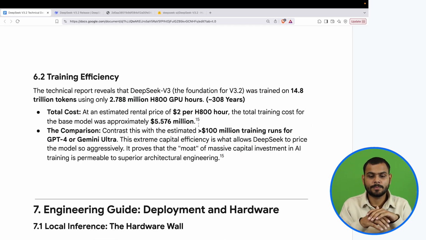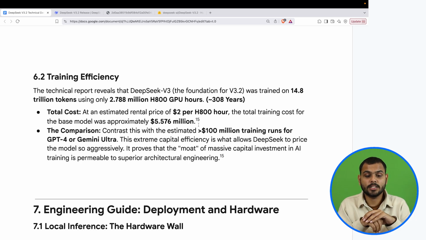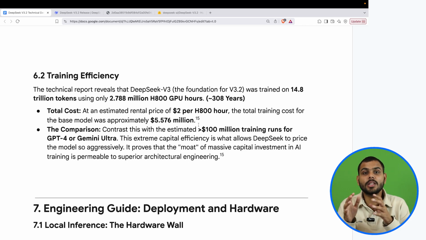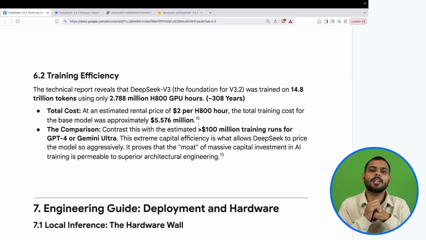Talking about the training of it, as they have revealed in their paper, around 14.8 trillion tokens have passed through the model, using 2.788 million H800 GPU hours, which is equivalent to 308 years if we were training on one H800. But usually they use a cluster of GPUs, otherwise it would take decades to train a model. And at $2 per hour, it's a rough understanding that it might cost around 5.5 million USD to train this model. But other state-of-the-art models cost more than 100 million. So in terms of training, the cost is very low.